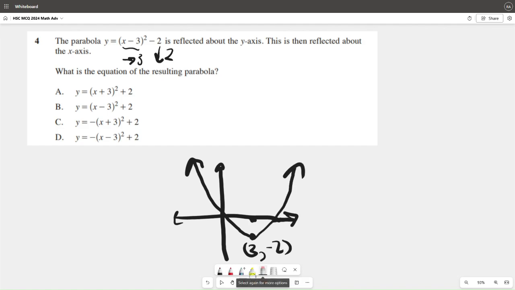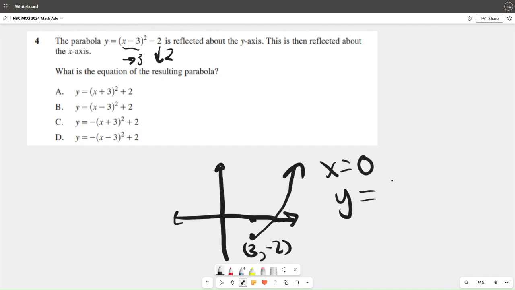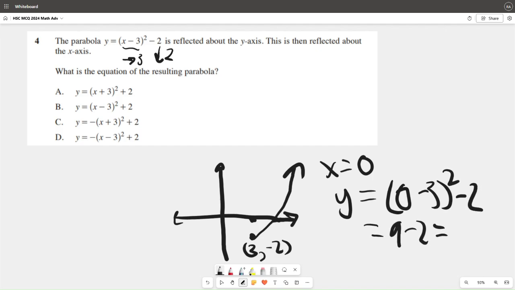Alright, and actually you can also find the y-intercept. You just substitute the x value equaling 0, y equals 0 minus 3 squared minus 2. Minus 3 squared is 9, minus 2 equals 7. Alright, so this is actually over here. So there's two things that we need to do.